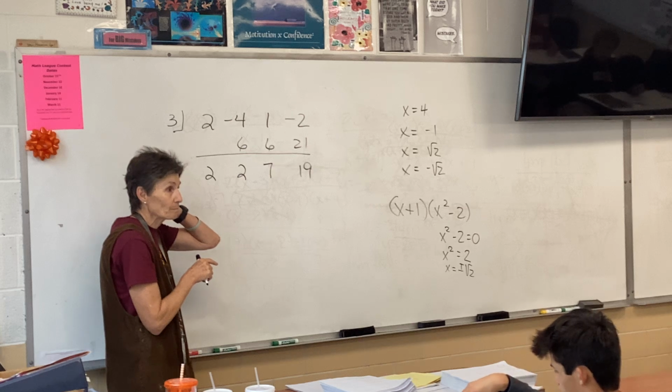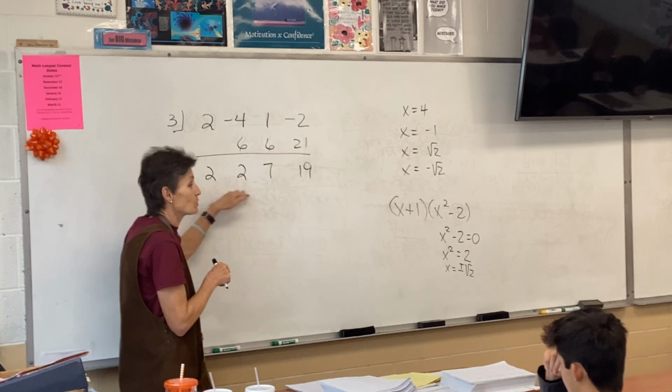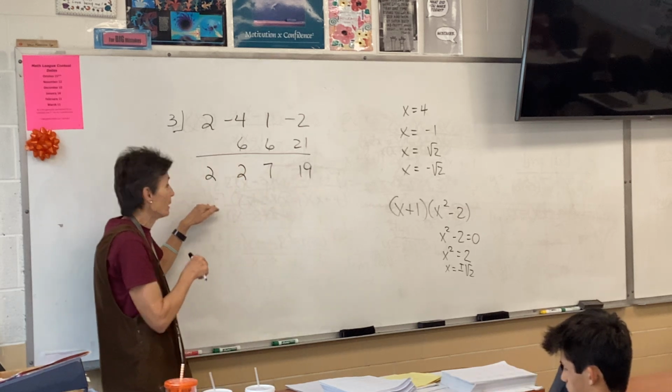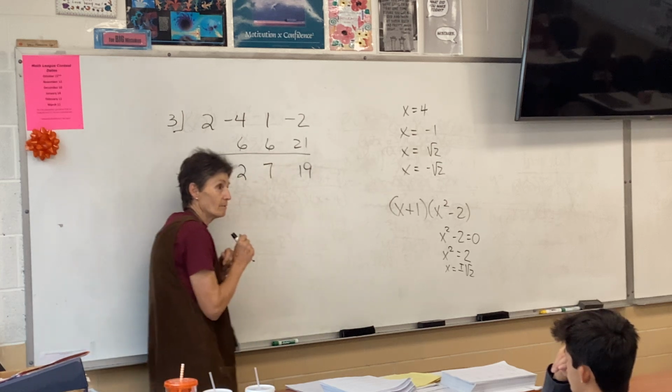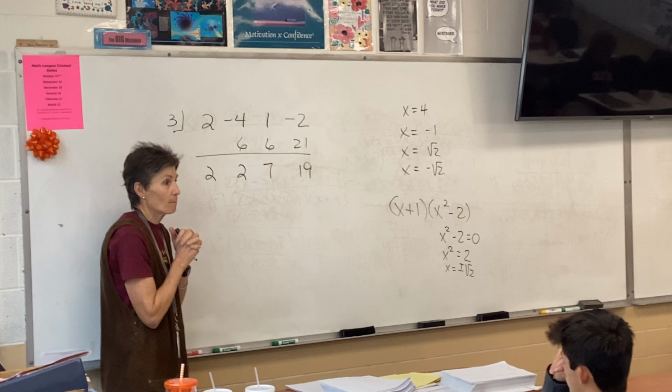So that would just be like that. This would show it's an upper bound because all of these numbers in the quotient are positive. When that happens, it's an upper bound.